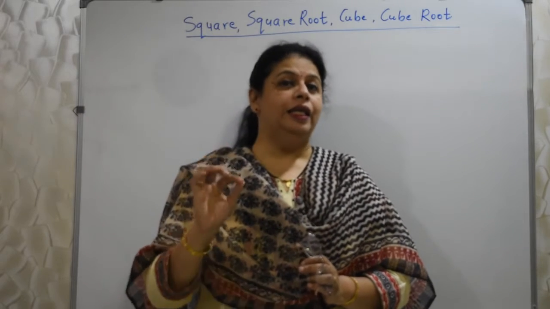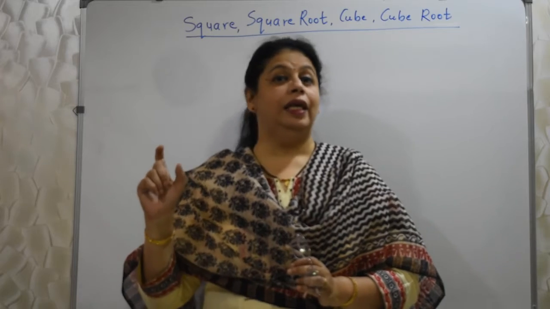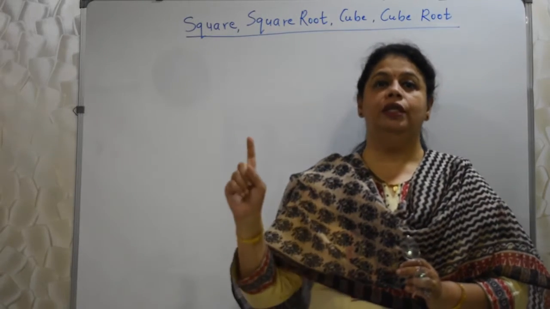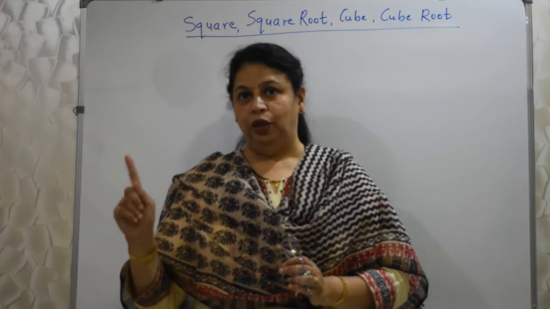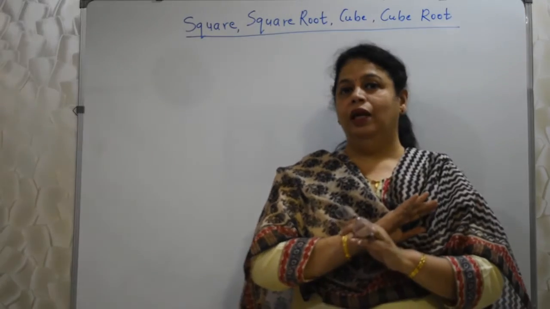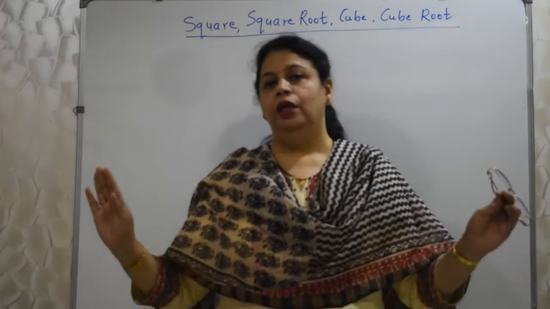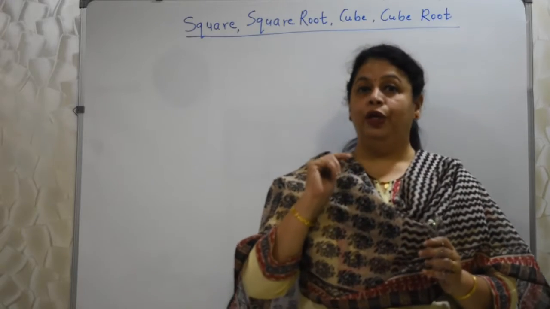See, in any square number, the units place cannot be 2, 3, 7, 8. If any number has 2, 3, 7 or 8 at the units place, then that number cannot be a square number. Please remember.